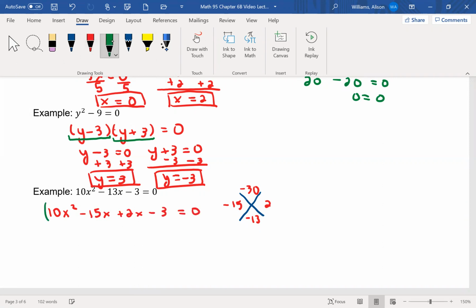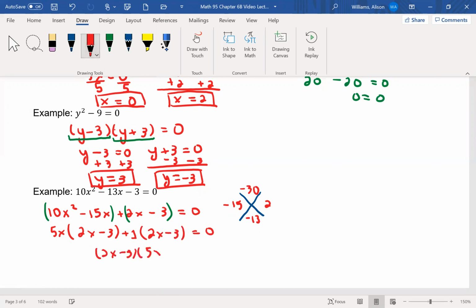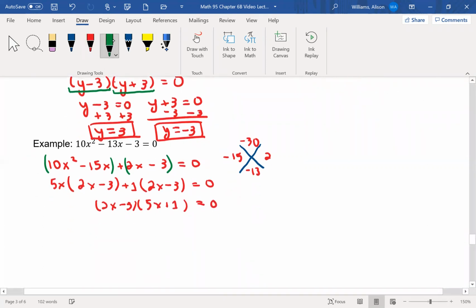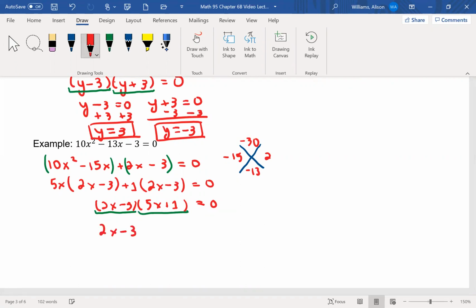Okay, so I'm going to factor this. And in the first group, I could factor out a 5x, and that leaves me with 2x minus 3. Second group, I can't factor out anything, so I can factor out 1. I can always do that, which leaves me with 2x minus 3, so that's my blob. 2x minus 3 times 5x plus 1, and that's equal to 0. Okay, so there's my two things that I have multiplied to equal 0, so I'm going to set both of these equal to 0. So 2x minus 3 equals 0, and 5x plus 1 equals 0.